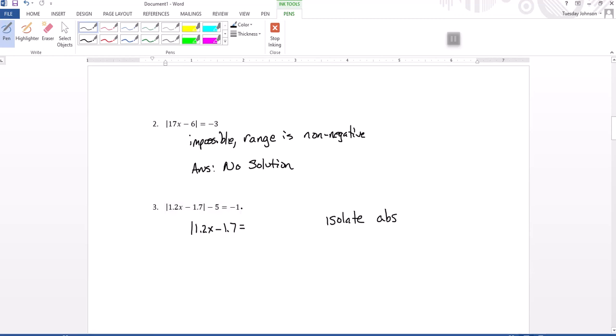When I add 5 to -1, I will get 4. Don't forget that little absolute value side. And now we can use the property. We always have to isolate first before we can use the property.